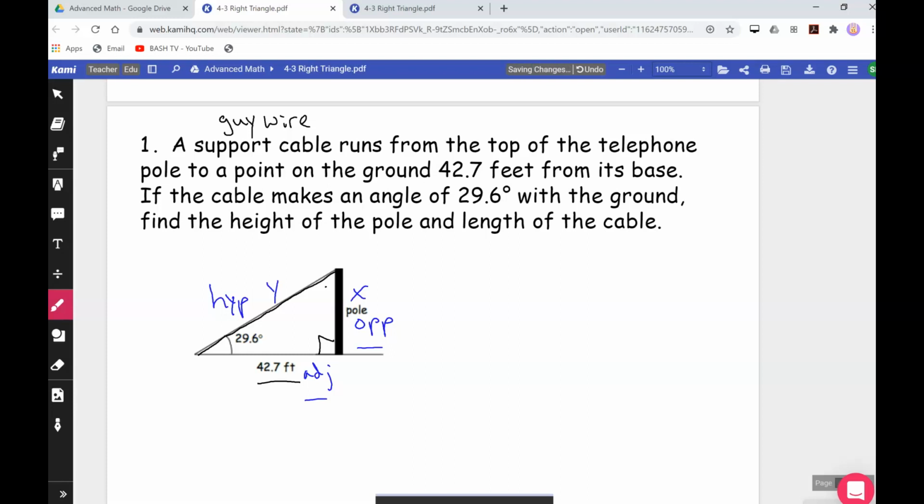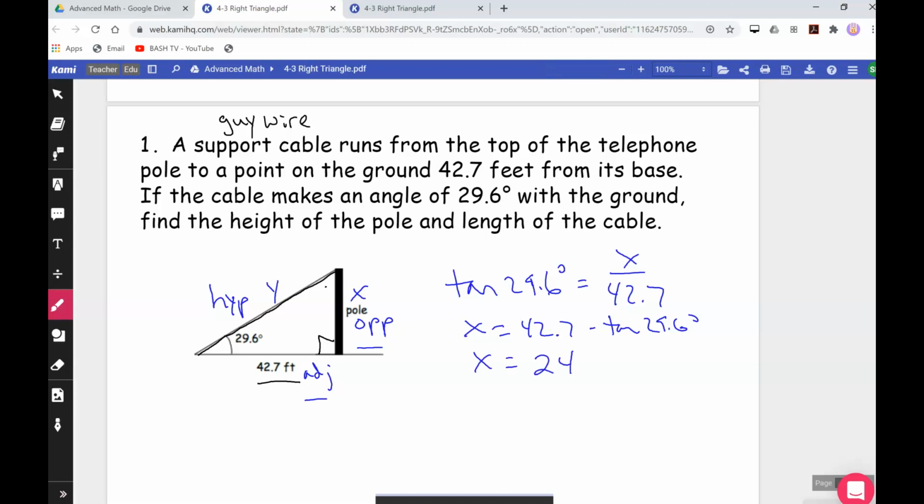So that would be SOHCAHTOA: tangent of 29.6 degrees equals X over 42.7. Of course, you multiply, right? 42.7 times tangent of 29.6. So we get that the height of the pole is around 24.3 feet.